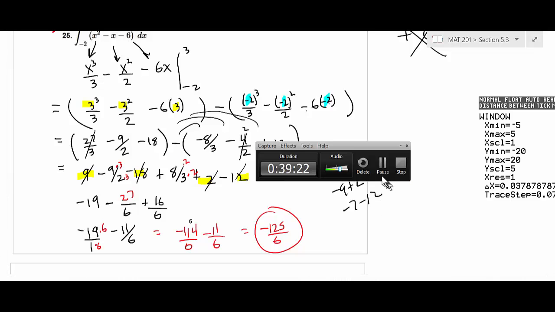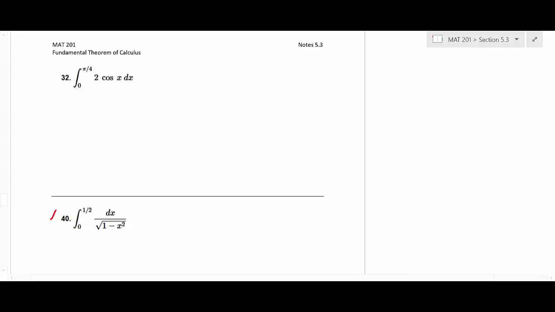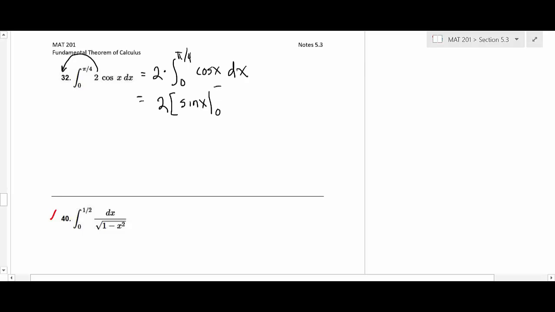Okay, so what we want to do with this one, first of all, is go ahead and bring out the 2. So we got 2 times the integral 0 to pi over 4, cosine x dx. Okay, I want to do a couple of things with trig. So this one's pretty straightforward. What's the antiderivative of the cosine? The sine, because the derivative of the sine is a cosine. So you'd have 2 times the sine, that's your antiderivative, and we're going to evaluate the antiderivative from 0 to pi over 4.